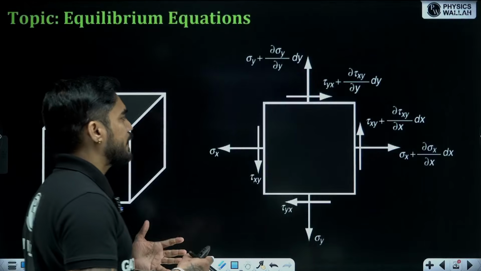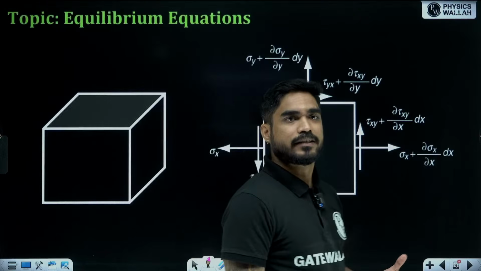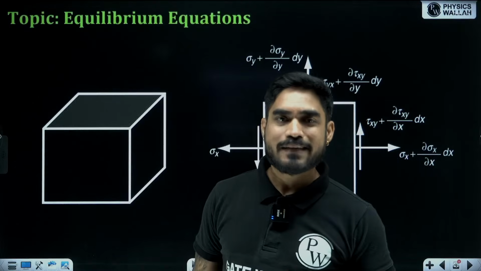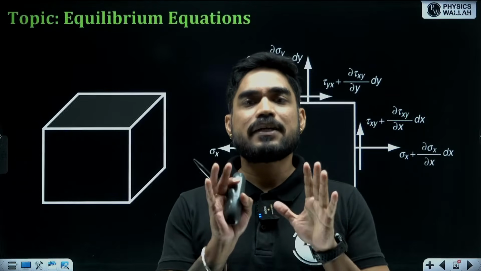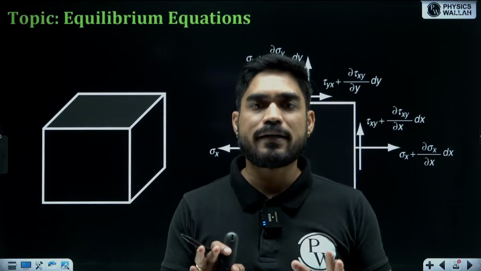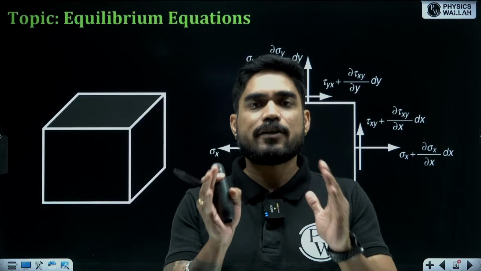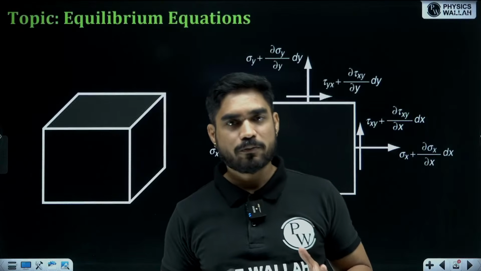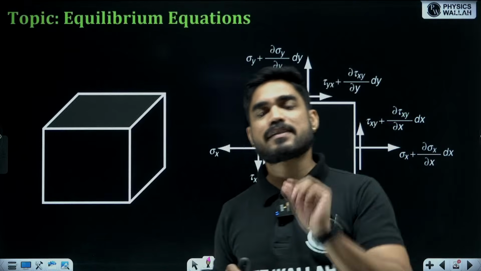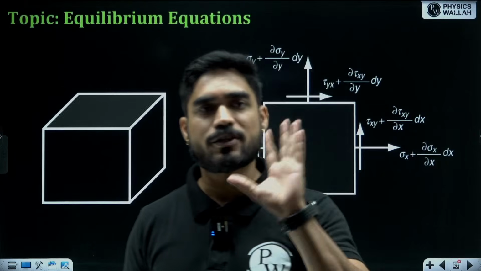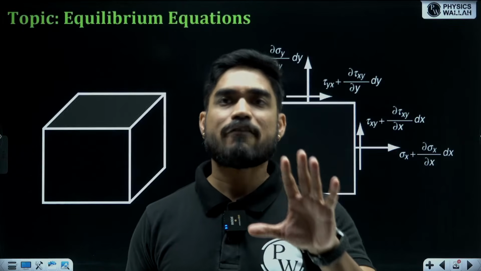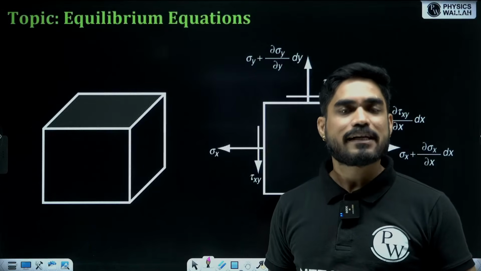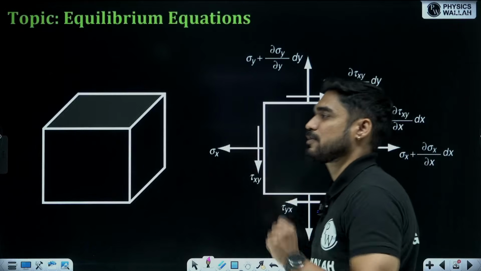You already know what an equilibrium equation is, right? If you have studied engineering mechanics, equilibrium means that the resultant force and resultant moment must be zero. For a body to be in equilibrium, the resultant of the forces and moments must be zero, right? Summation of Fx equals 0, summation of Fy equals 0, summation of Fz equals 0. So you have understood these equations. Now you can write those equilibrium equations in terms of stresses also.